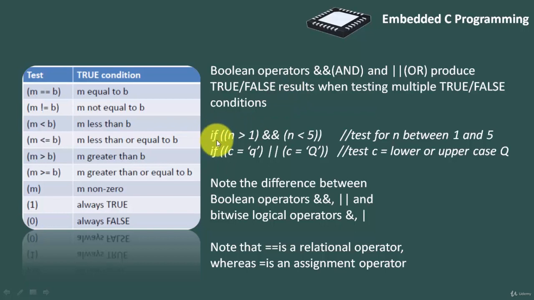Here is the example. If n is greater than 1 and n is less than 5, when both these conditions become true, then only the entire condition becomes true and the if statement gets executed. In this example, if either of these conditions is true, the if statement will get executed. Please note that double ampersand and double vertical line are Boolean operators and not bitwise operators. Bitwise operators are written like this: single ampersand and single vertical line. Also note that the double equal to sign is a relational operator, whereas the single equal to sign is an assignment operator.